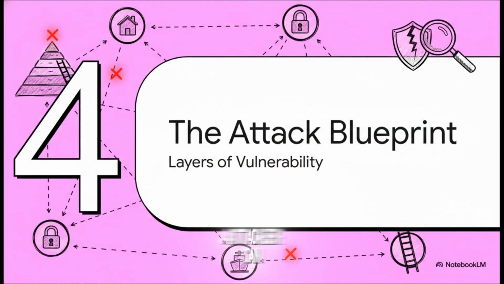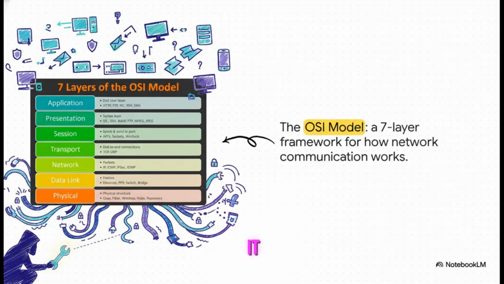So we've seen how an attacker can find an open door. But to really understand all the different kinds of doors, and the windows, and maybe even some weaknesses in the building's foundation, we need to zoom out and look at the master blueprint for how all networks are built. And this is it, the OSI model. This is the master plan for everything we've been talking about.